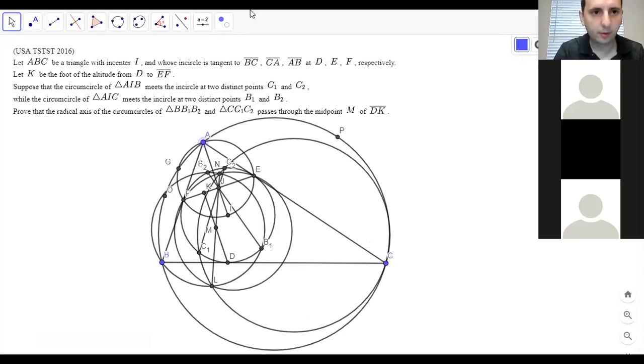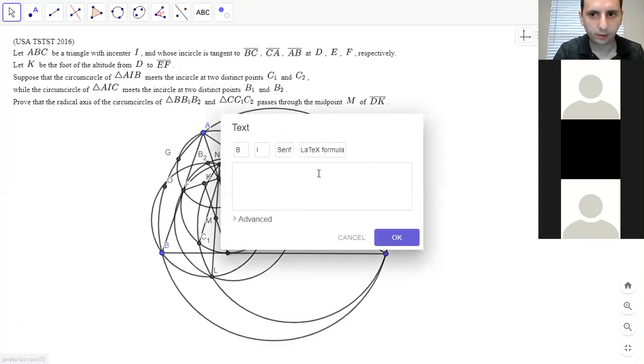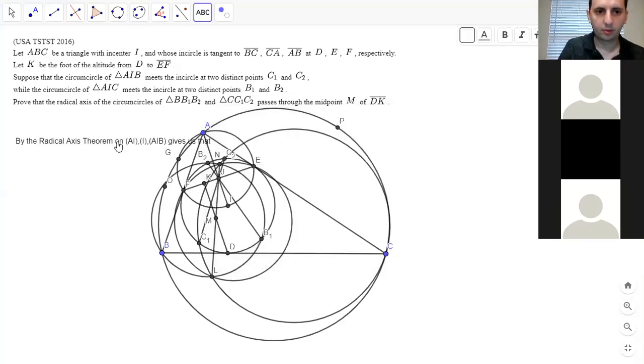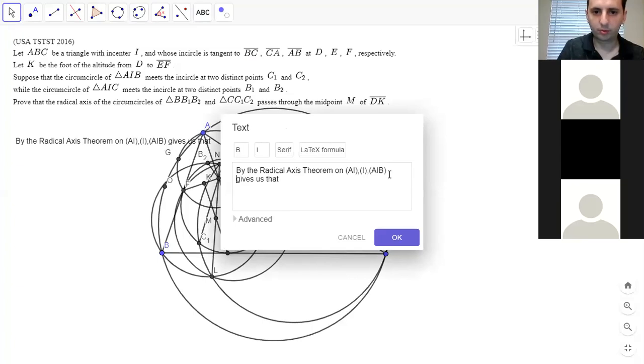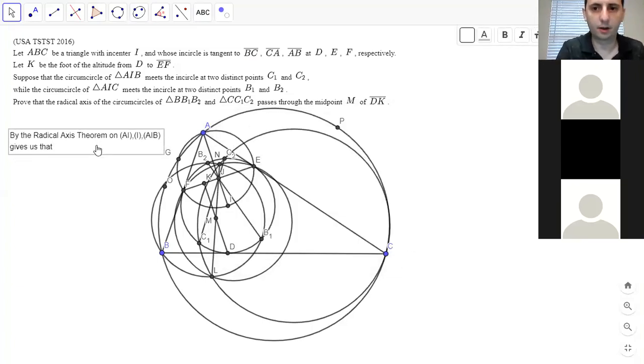So I'm gonna write it. Hakan wrote it in the chat, but I'm gonna write it out right here. This is the circle with diameter AI. This is the incircle, and this is the circumcircle of AIB. So those are the three circles that I think would prove that, and that Hakan just mentioned.